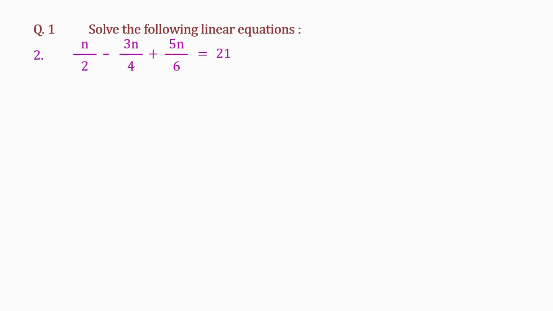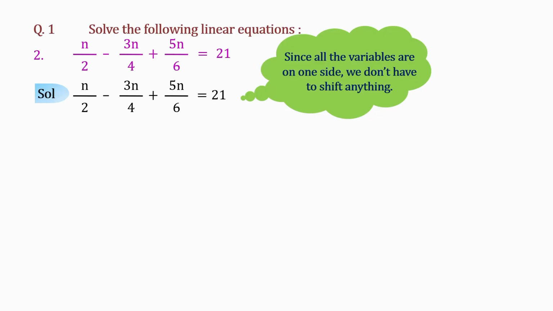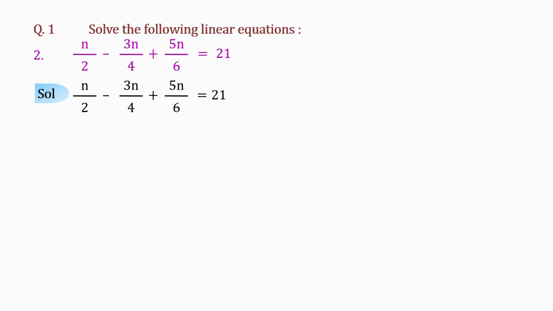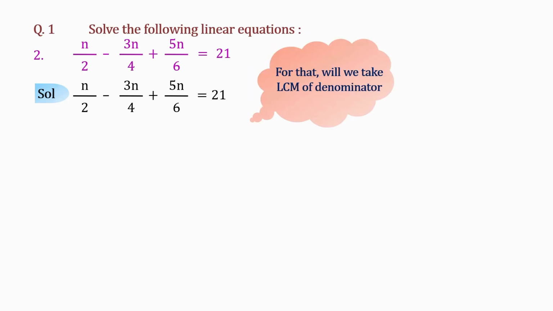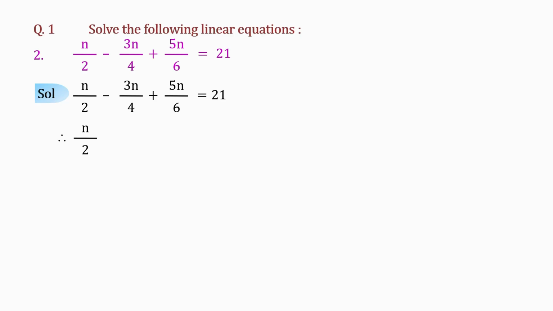Now next problem, n by 2 minus 3n by 4 plus 5n by 6 equal to 21. Let me show you step by step. Since all the variables are on one side, we don't need to shift anything in this case. So now in order to solve this, we have to make the denominator same. So for that, we are going to take the LCM of the denominators. So the LCM of 2, 4 and 6 is 12.